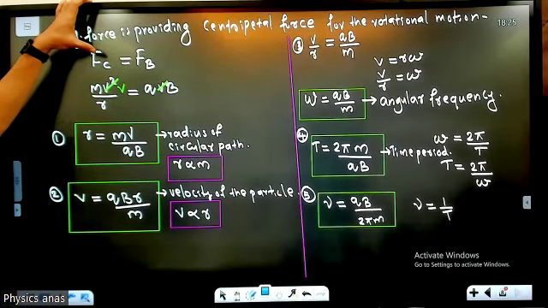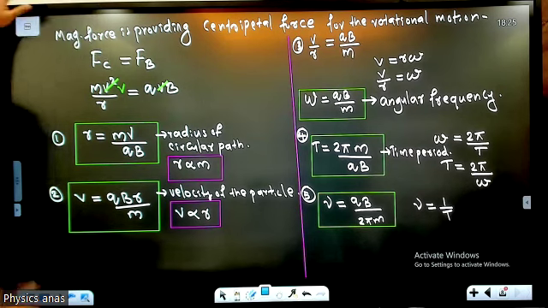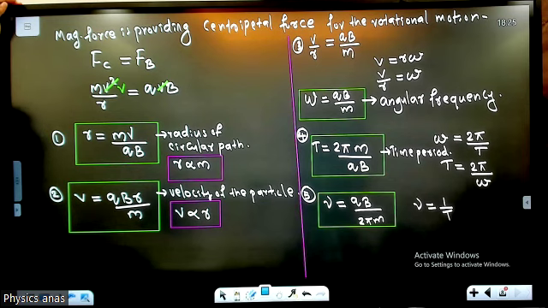Don't reserve space in memory for this equation. You don't have to study this equation by heart. Just study this idea only. What is this? Fc is equal to Fb, or mv squared by r is equal to qvB. From that idea, you can find all five equations. Did you understand this?